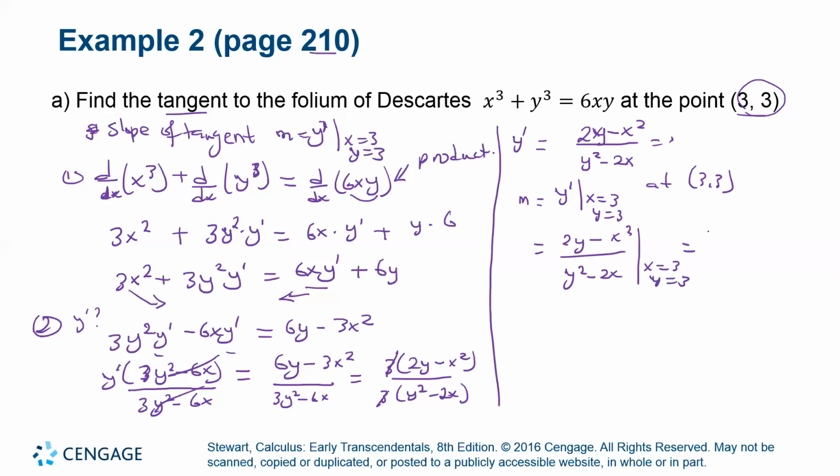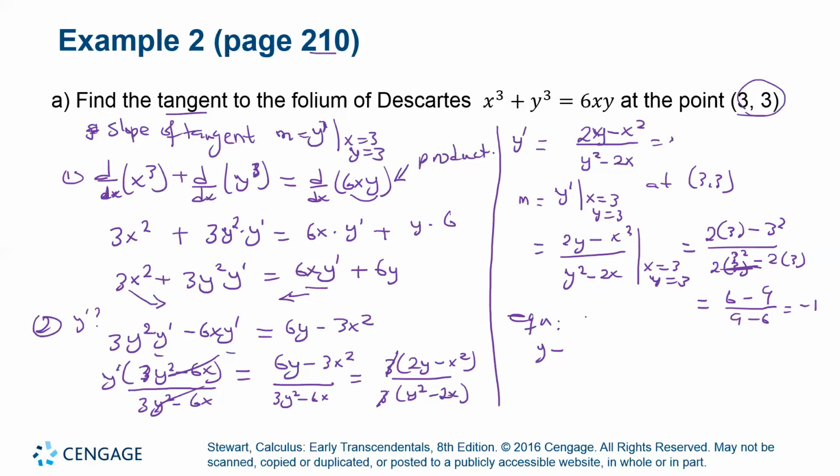Now, what will this give us? This is 2 times 3 minus 3 squared over 2 times 3 minus, sorry, it'll be 3 squared minus 2 times 3. So that gives us 6 minus 9 over 9 minus 6. And that gives us negative 3 over 3, which is negative 1.